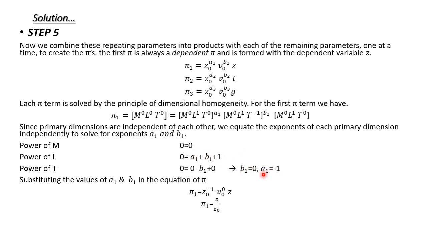So now we know the value of A1 and value of B1. We will substitute A1 and B1 in this equation. Pi 1 is equal to Z0 A1. A1 is minus 1, so Z0 minus 1, and V0 B1, B1 is 0. So what do I get? Pi 1 is equal to Z by Z0 minus 1. I can write this in the denominator. So the pi 1 term we got is Z by Z0.